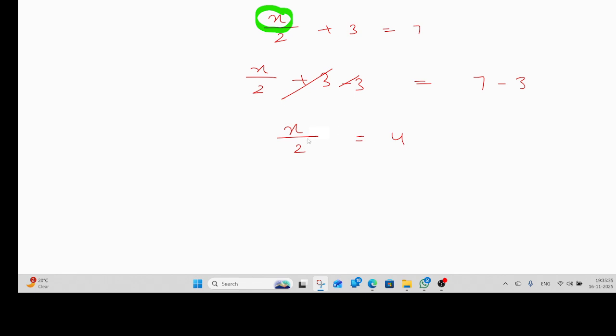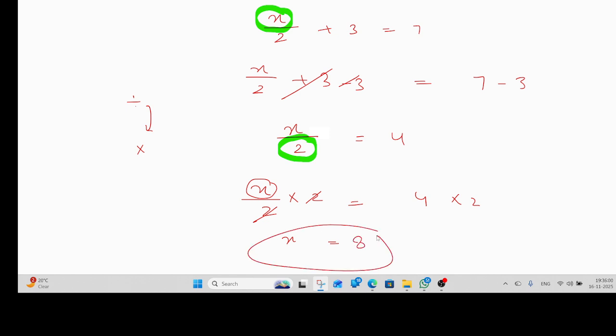If you see, this is x divided by 2. I need to get rid of 2 to isolate x. The opposite of division is multiplication. So I write my equation as it is, and I multiply both sides by 2. This 2 and this 2 cancel out. Our goal was to isolate x. Now we have only x on this side, and 4 times 2 is 8. So x is equal to 8, and this is my answer.